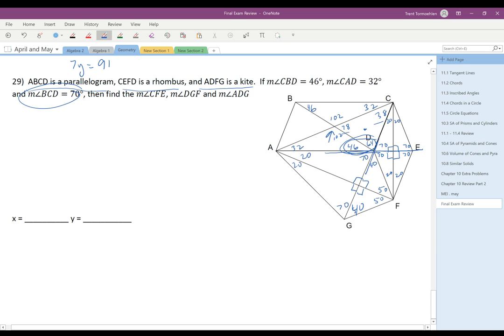We're asked to find out what CFE, DGF, and ADG are. Ignore this down here. So CFE turns out to be 20. DGF turns out to be 40. And then ADG was 70. And so 20, 40, and 70 are the measures of those 3 angles.